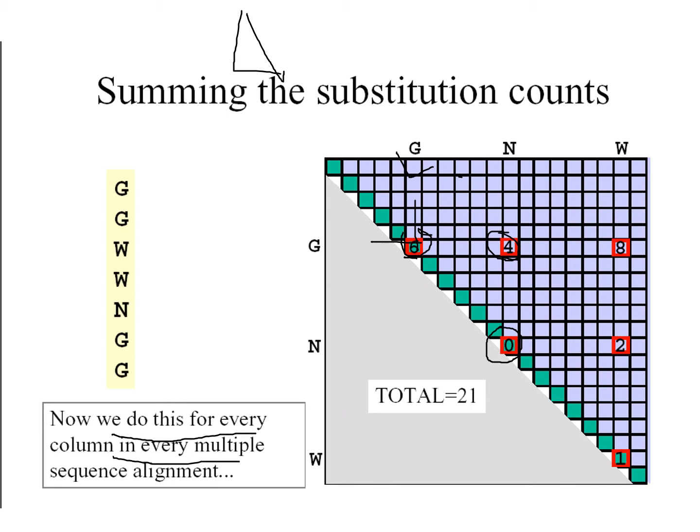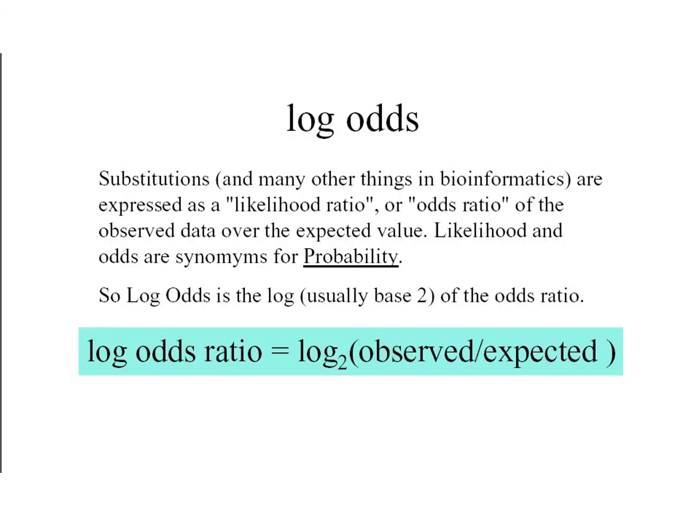So this was the mutation counts, or the substitution counts we had. Moving on, let's talk about the log odds. Substitution and many other things in bioinformatics are expressed as likelihood ratios or odds ratios of the observed data over the expected values.